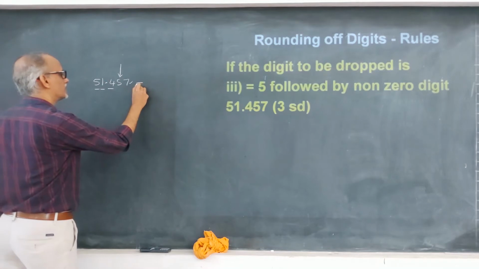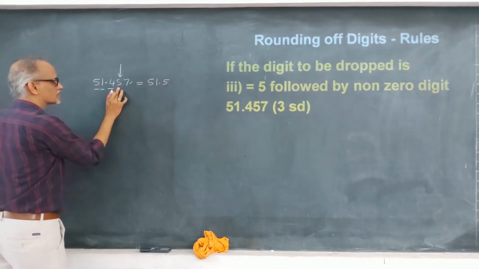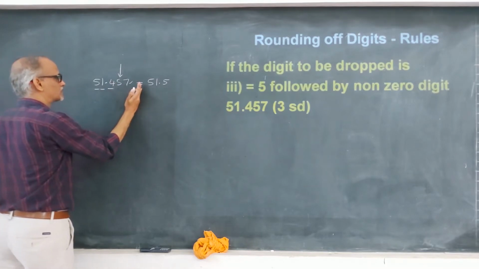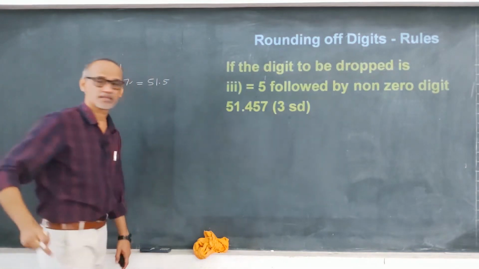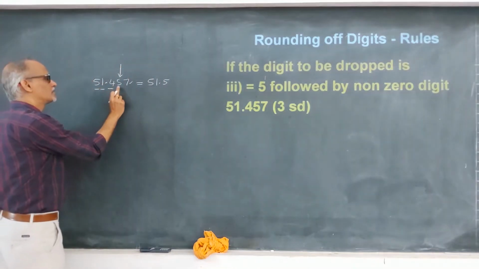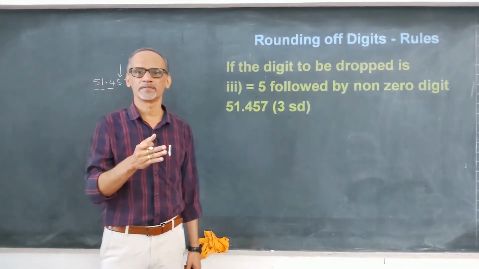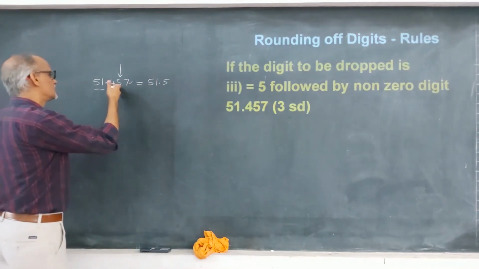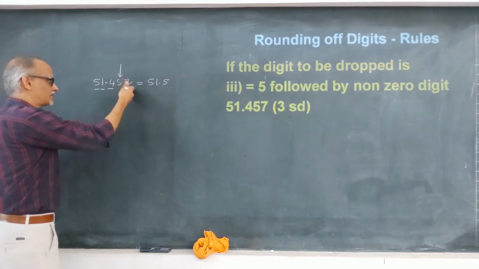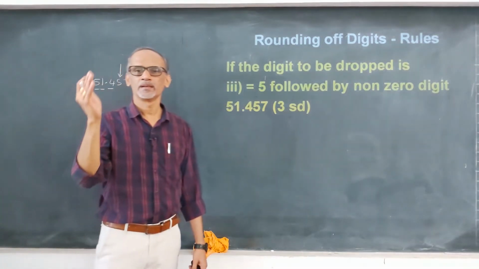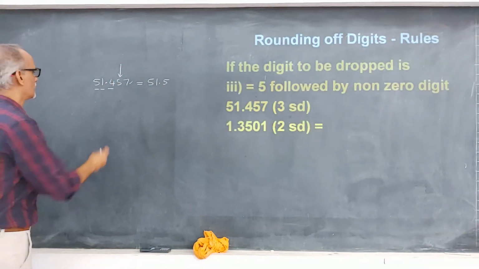So, therefore, the answer is 51.5. So, this is the digit. Beyond this, we are going to drop the digits, we are not going to retain them. We have to retain only 3 significant digits according to the example given here. The digit to be dropped is equal to 5. It is not lesser than 5, not more than 5, it is equal to 5. If it is equal to 5, then the rule is equal to 5 followed by some digits. There has to be some non-zero digit after that, only then the previous digit can be raised by 1, okay.